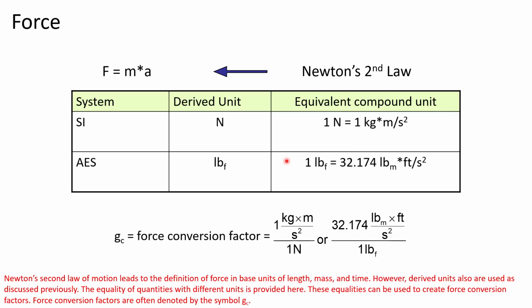Newton's second law of motion leads to the definition of force in base units of length, mass, and time. However, derived units also are used as discussed previously. The equality of quantities of different units is provided here. These equalities can be used to create force conversion factors. Force conversion factors are often denoted by the symbol g sub c.